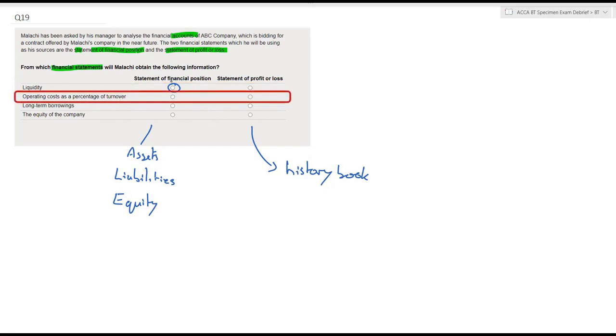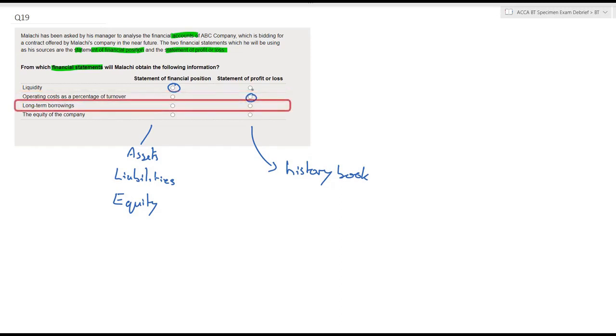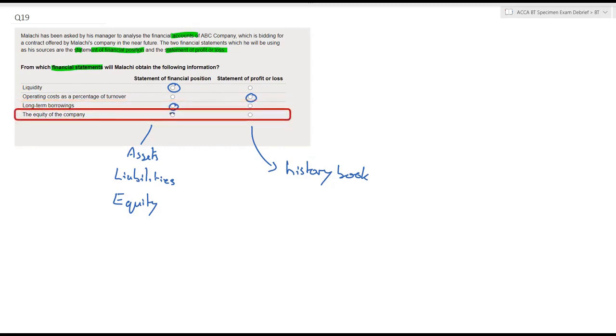Operating costs as a percentage of turnover or sales costs or purchases, definitely in the statement of profit or loss. Long-term borrowings, well, borrowings are another term for liabilities, therefore definitely statement of financial position. And equity, we've already established, is something which goes in the statement of financial position.